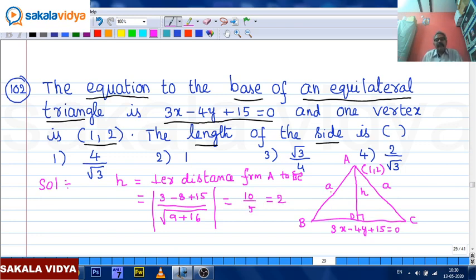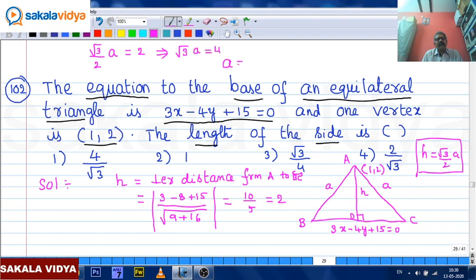For example, a is the side of an equilateral triangle, H is given by the formula. We know H is equal to root 3 by 2 a, am I correct? The altitude or height of an equilateral triangle is root 3 by 2 times a. So we need to find out a, that means root 3 by 2 a equals 2. Now, root 3 a equals 4. a equals 4 by root 3. That means the first option is the right option.